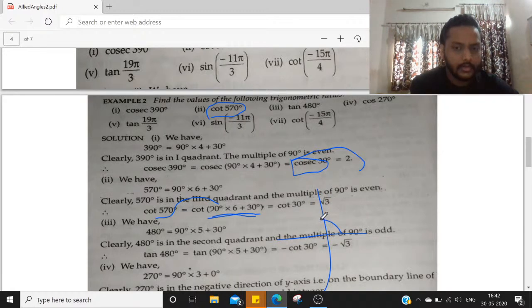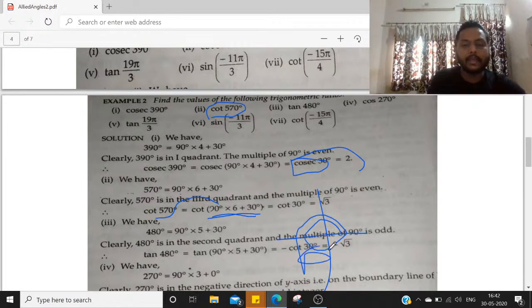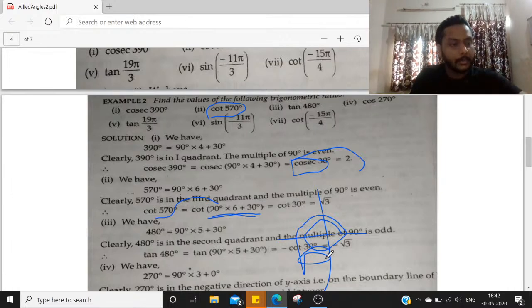90 times 1, 90 times 2, 90 times 3, 90 times 4, 90 times 5, 90 times 6 and 90 times 6 plus 30, that will be lying in the third quadrant. And in the third quadrant guys, my cot is positive. थर्ड क्वाड्रेंट में मेरा कॉट पॉजिटिव होता है, इसलिए मैं सिंपली बोल सकता हूँ कि यहाँ पर मेरे पास प्लस ही रहेगा, माइनस नहीं आएगा.